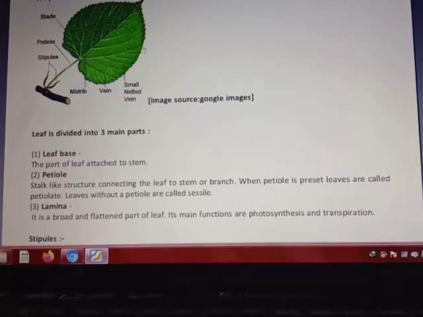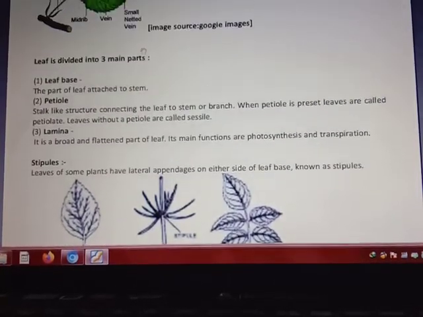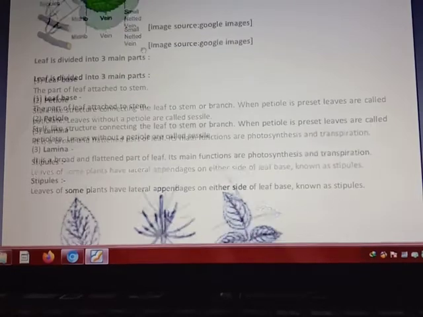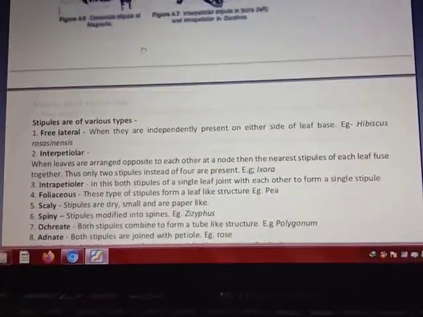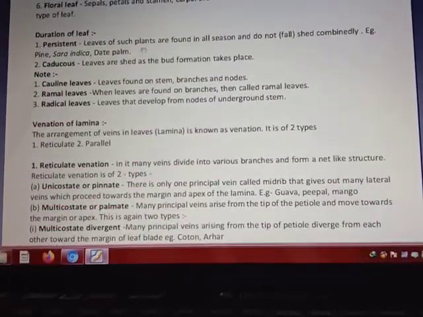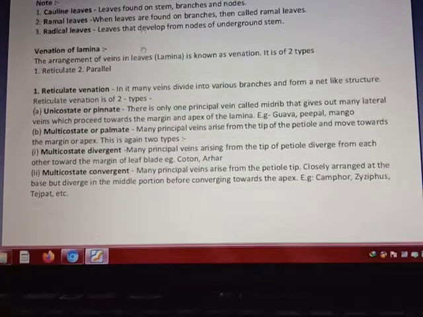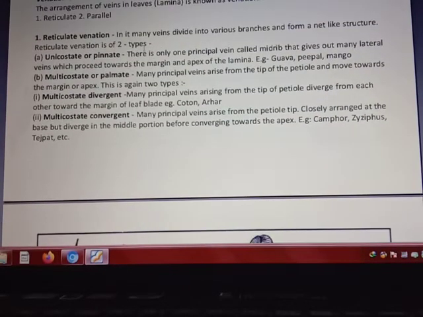So next, that was just the general morphology, the general structure of a leaf. Next, there is no need to go into detail about the types of stipules or types of leaves. You have to remember just this one topic: venation of lamina.